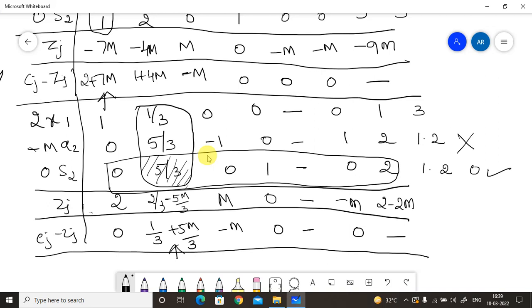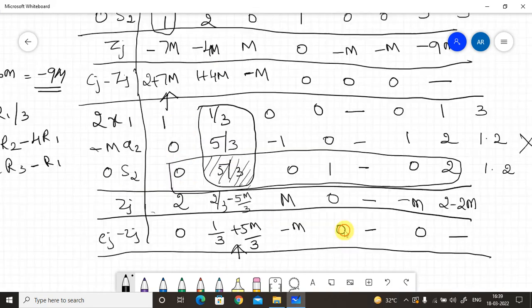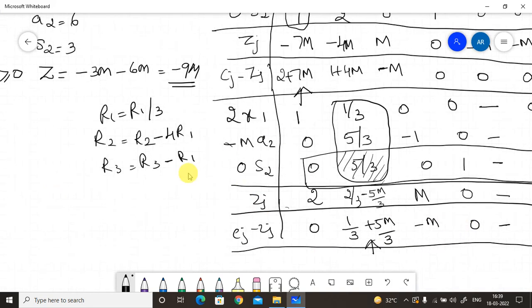Now this 5 by 3 has become the intersection variable, and we have to make this 5 by 3 as 1, and this 5 by 3 and 1 by 3 we have to make as 0. So what will be the new formulas for R1, R2 and R3? Let us write the formula for R3 first. R3 will be 3 into R3 by 5, so that will make the value as 1.